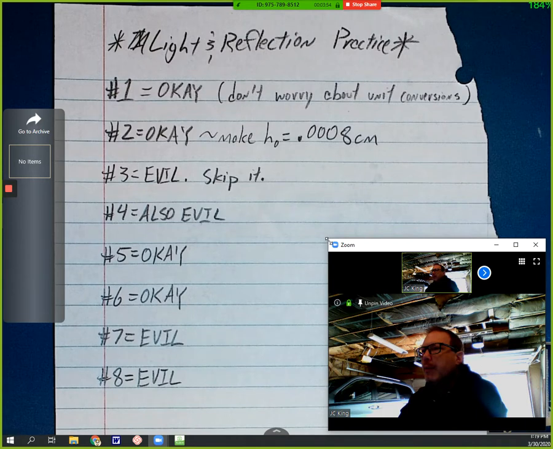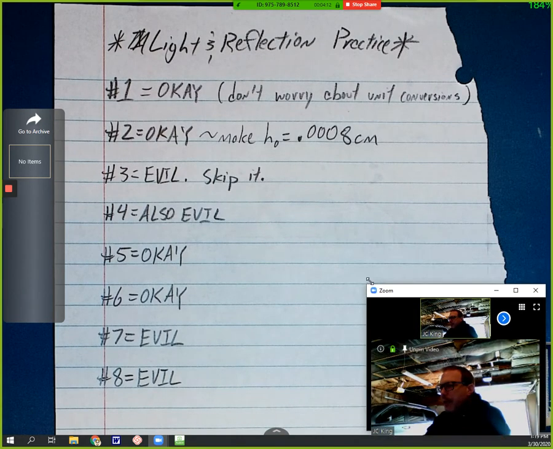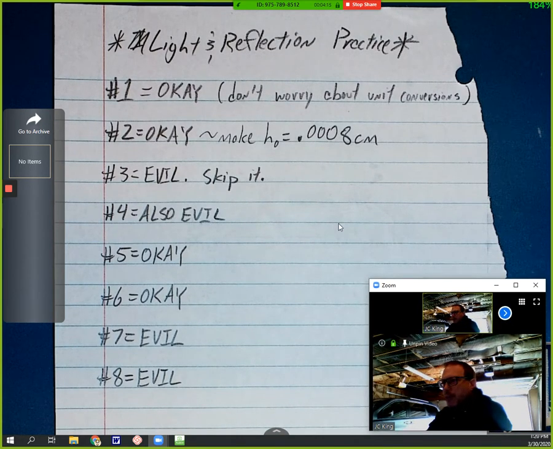Remember that this is not going to be for a grade, so it's just important that you know how to do this, because what we're doing here is going to apply when we start looking at lenses. The same kind of math, same kind of reasoning applies there. I'm going to just start off and jump into problem number 1.